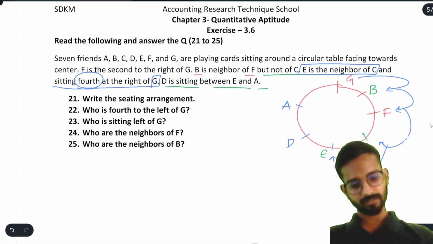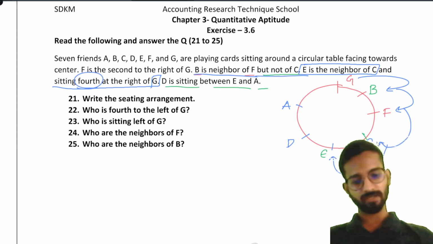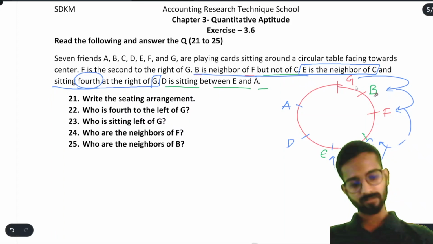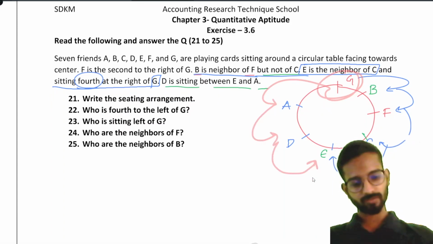So I can write here C. Simple. Remember this, B is the neighbor of F but not of C. So C is appearing here, B is not the neighbor. Simple enough. This is our circular arrangement. Now see the question. Who is fourth to the left of G? Left of G is here. So 1, 2, 3, 4th. C is the answer.